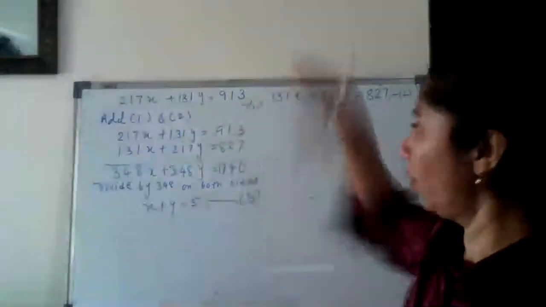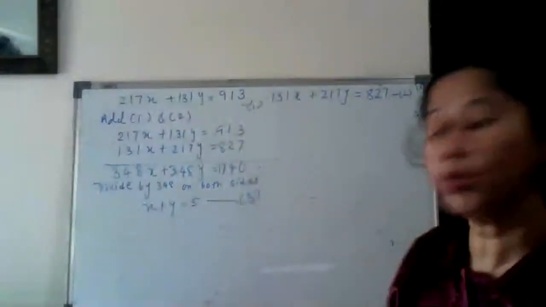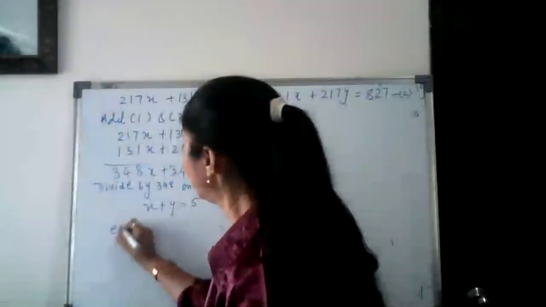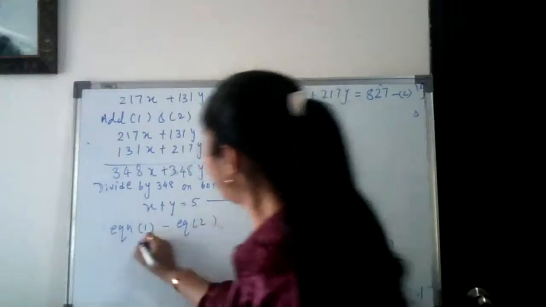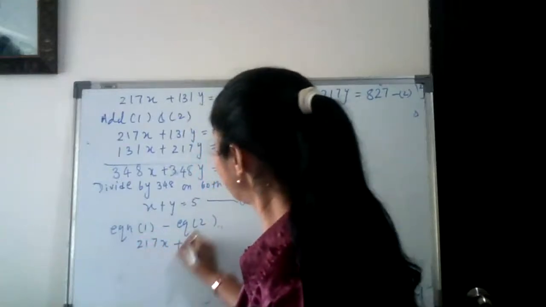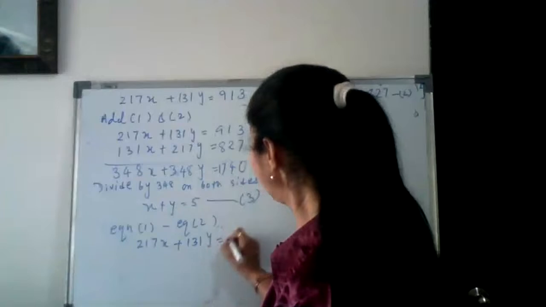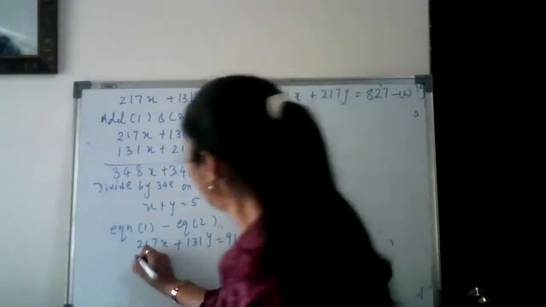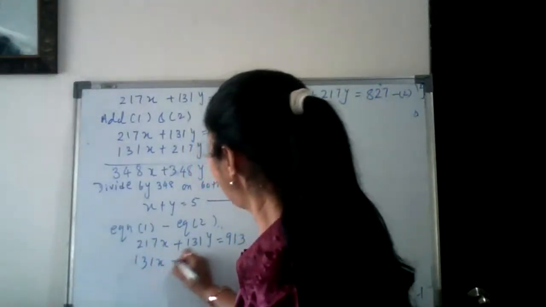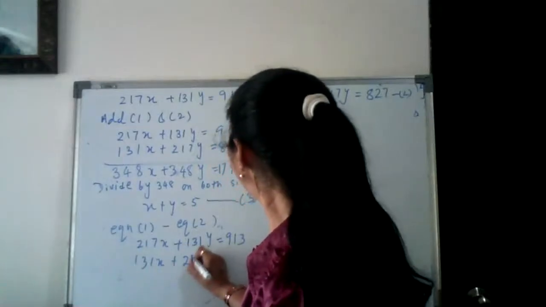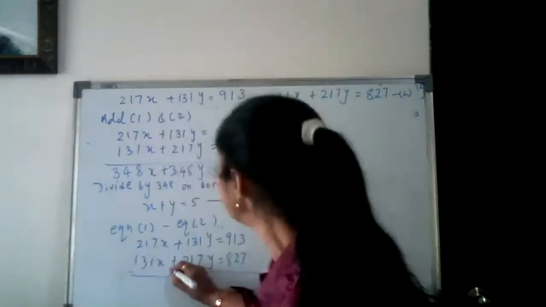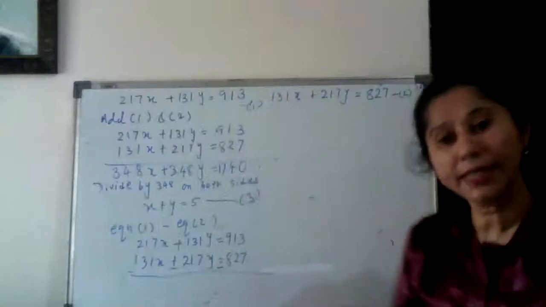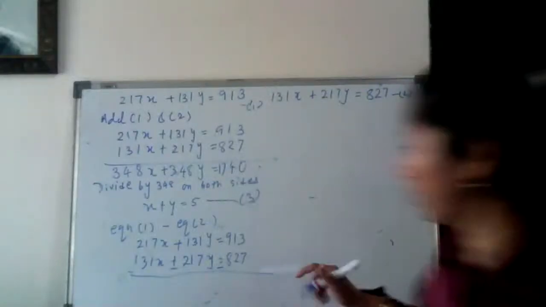Then what's the pattern now? What is the next step? We have to do subtraction. So equation 1 minus equation 2. So what do I get? 217x plus 131y is equal to 913. 131x plus 217y is equal to 827. अब हमें यहाँ पे क्या करना है? सब्ट्रैक्शन. ठीक है, तो अभी हम सब्ट्रैक्शन करेंगे तो क्या मिल रहा है हमें.